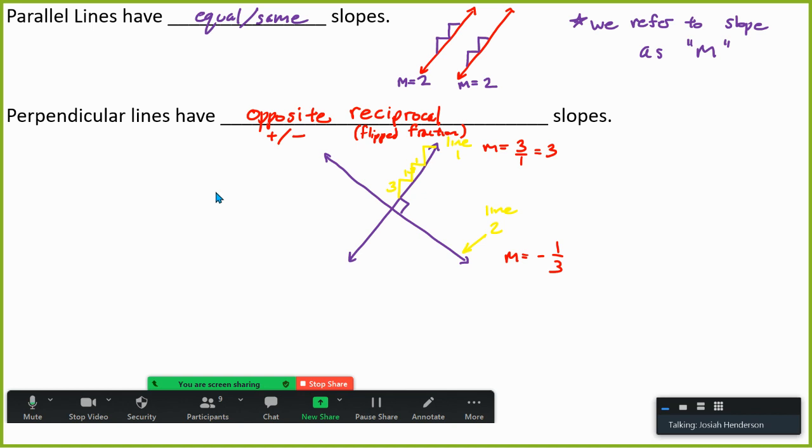Let's do some quick practice questions with you guys right here. I'm going to make a box with some quick practice questions. We're going to keep the old stuff on the screen. Let's practice finding opposite reciprocal slopes, okay?